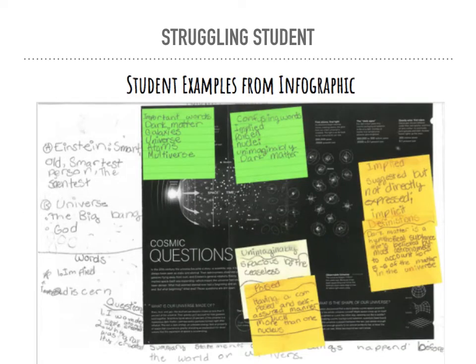This next infographic is an example from a struggling student. And as you can see, she has less background knowledge than the above average student, and she put her words on those green Post-its up there, and she has a lot more words chosen than the other student. You can kind of see some of her thinking. Her questions are kind of hard to read there, and her summary statement gets cut off at the bottom.